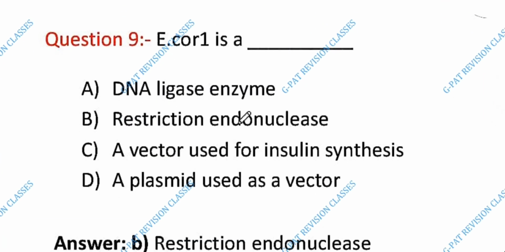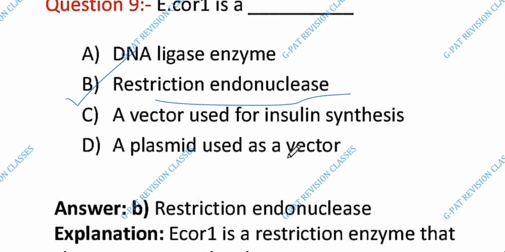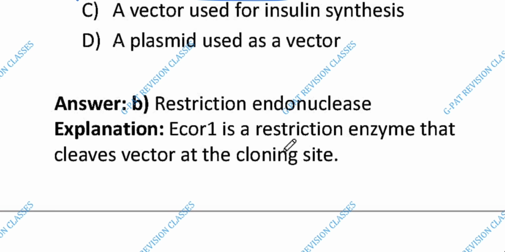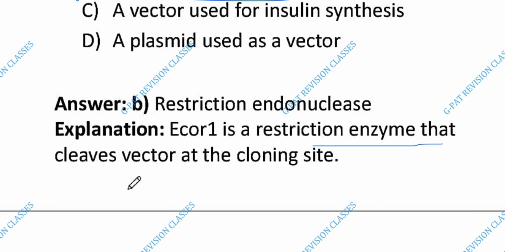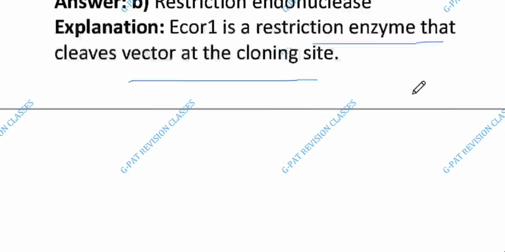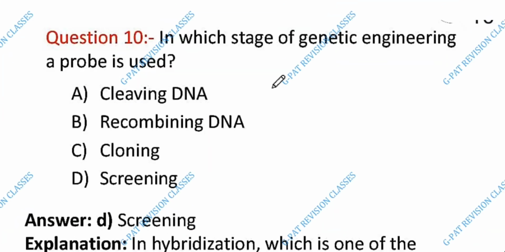9 question number. EcoR1 is a, the answer is B, restriction endonuclease. EcoR1 is a restriction enzyme that cleaves the vector at the cloning site. The answer is B. Next is 10 question number.